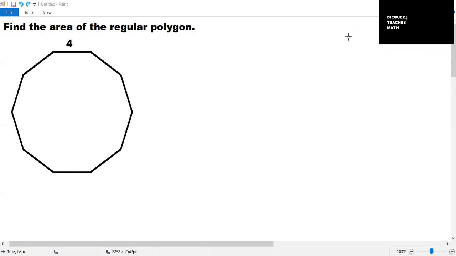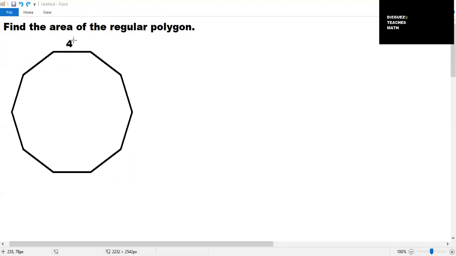In this case, I know the perimeter. Since the side length is 4, I can just go all the way around and add 4 plus 4 plus 4 for each of the sides, and that should give me 40. Or I can just say, hey, 10-sided, so 4 times 10 gives me 40, right?